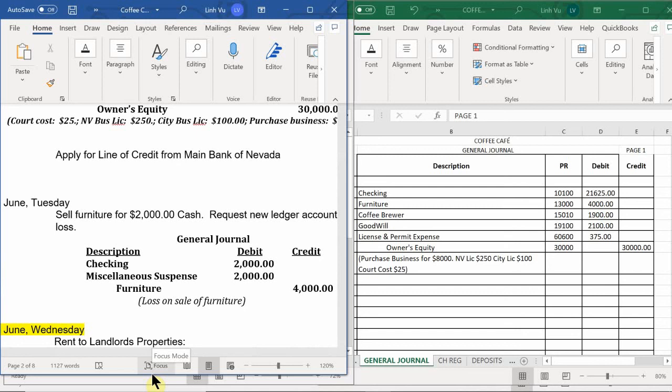The same day. Remember, we bought the furniture on May 31st. Yeah, you are right.